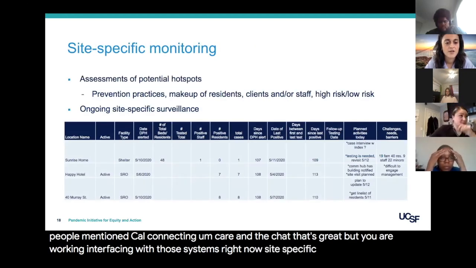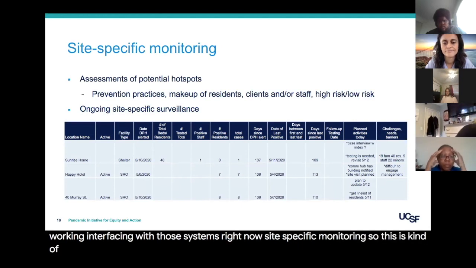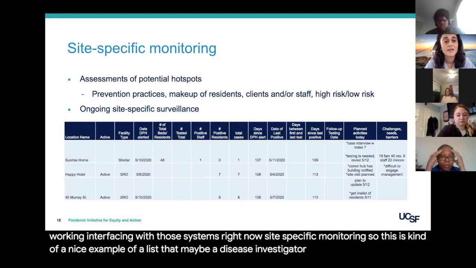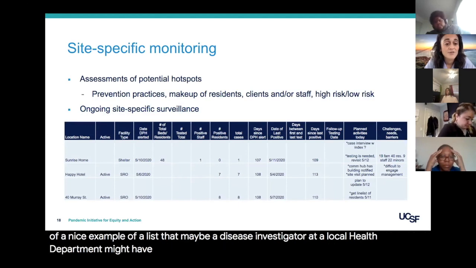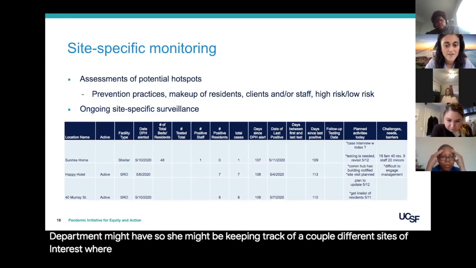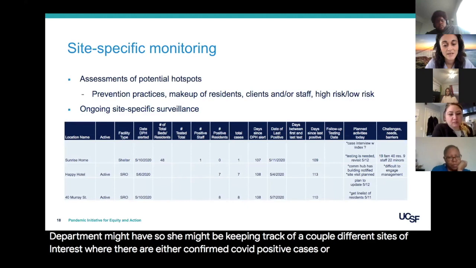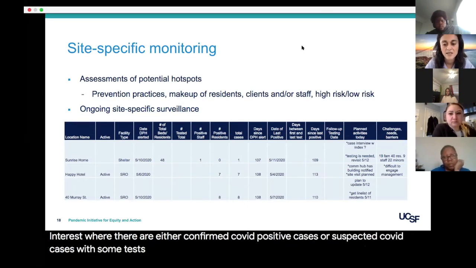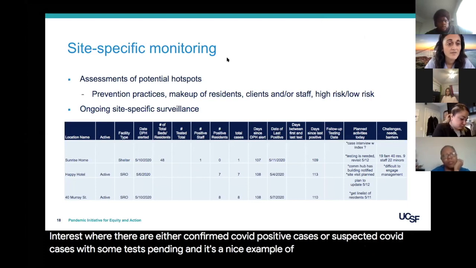Site-specific monitoring. This is a nice example of a list that a disease investigator at a local health department might have. She might be keeping track of a couple different sites of interest where there are either confirmed COVID positive cases or suspected COVID cases with some tests pending. And it's a nice example of what kind of information you might track.